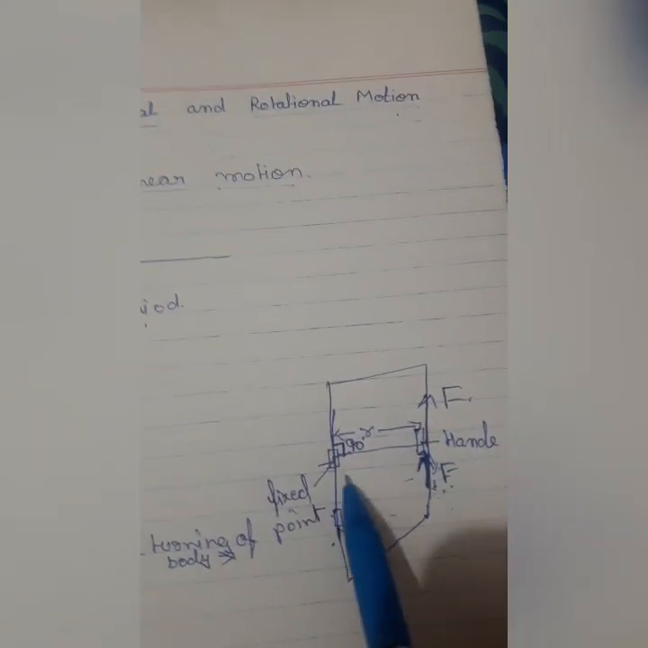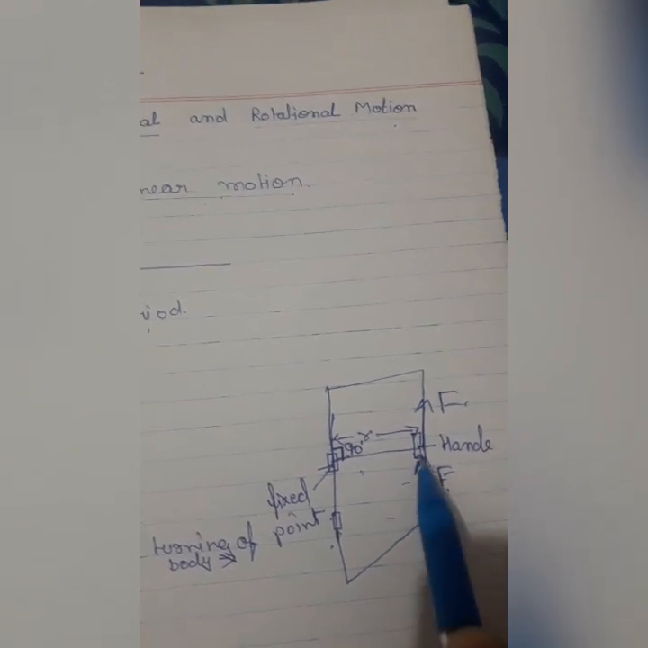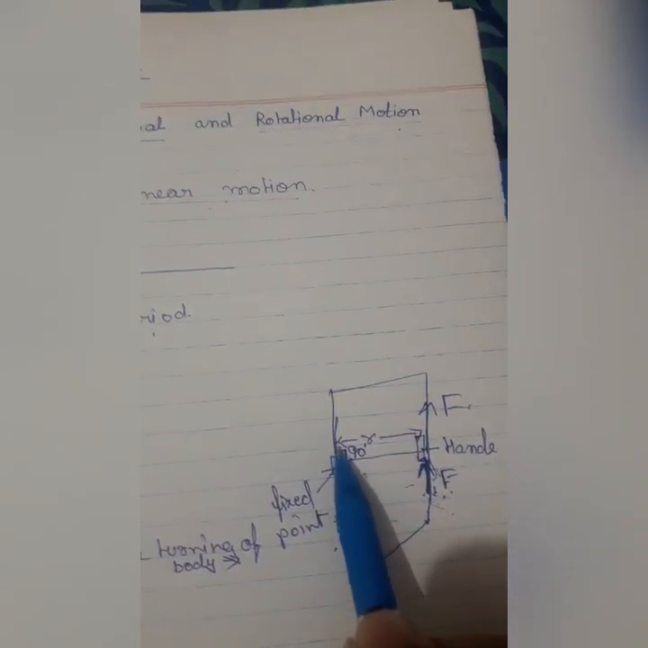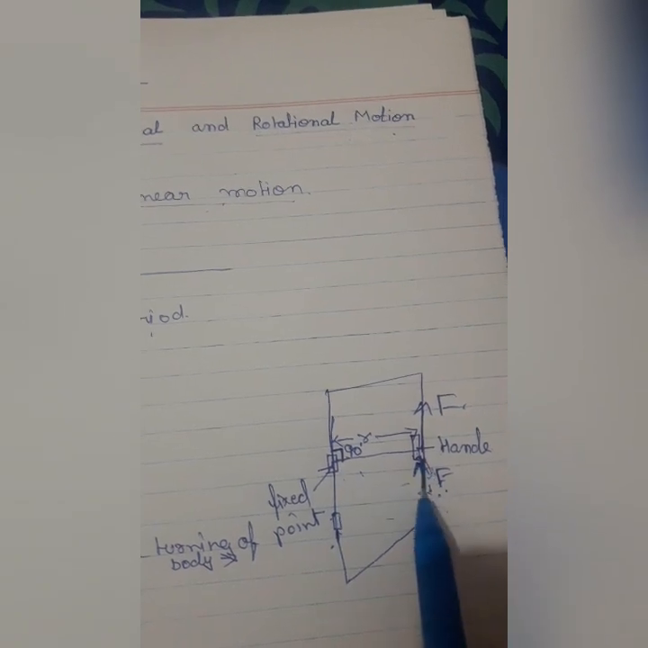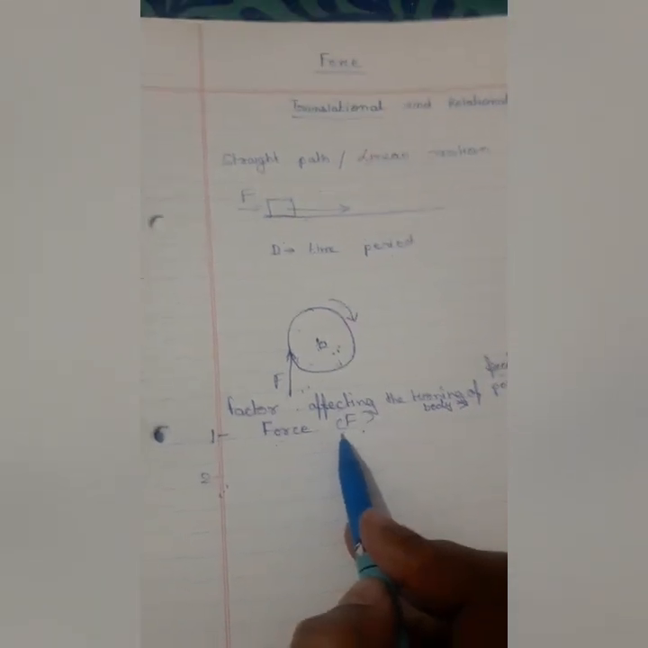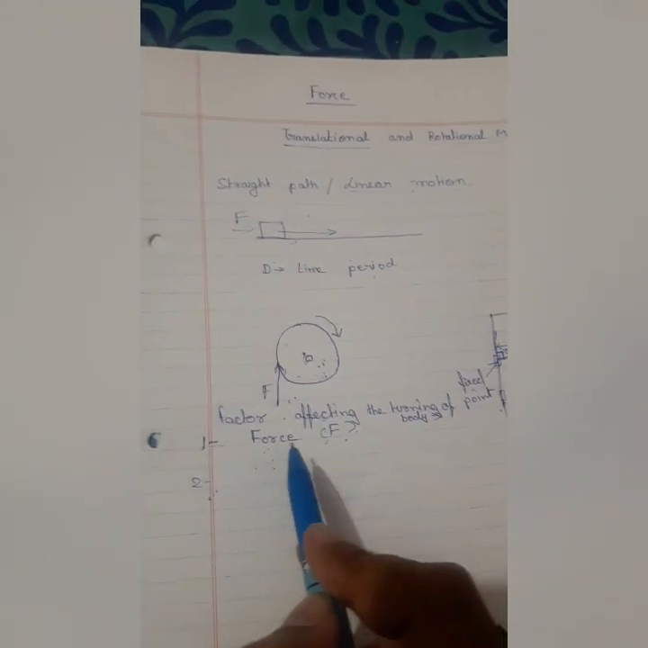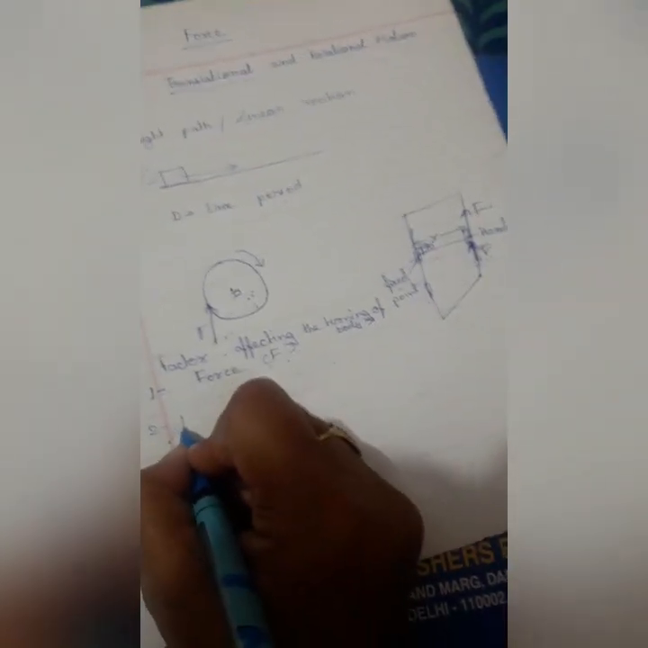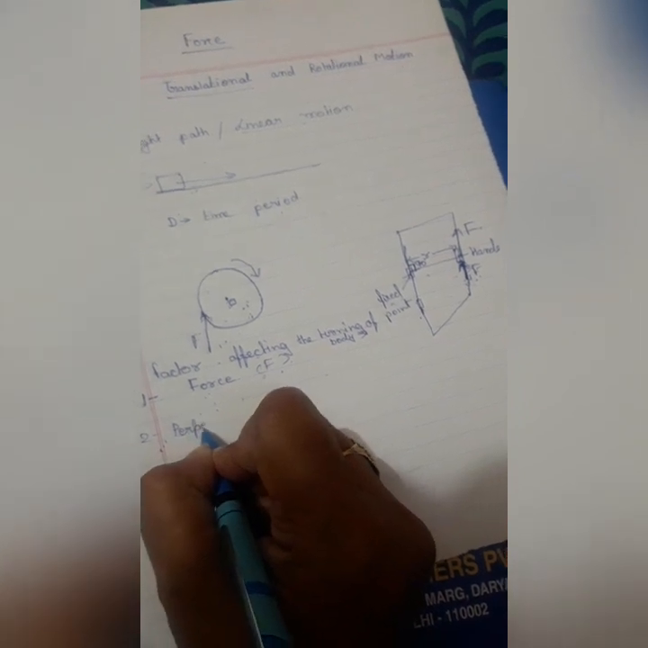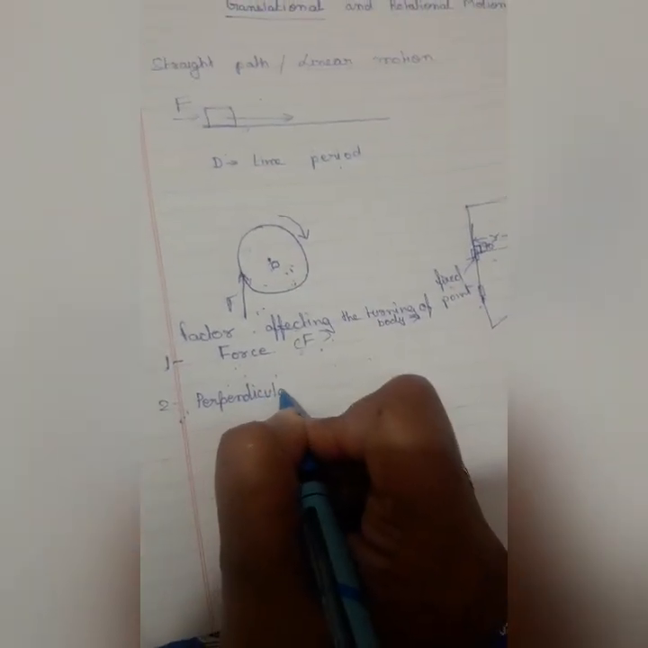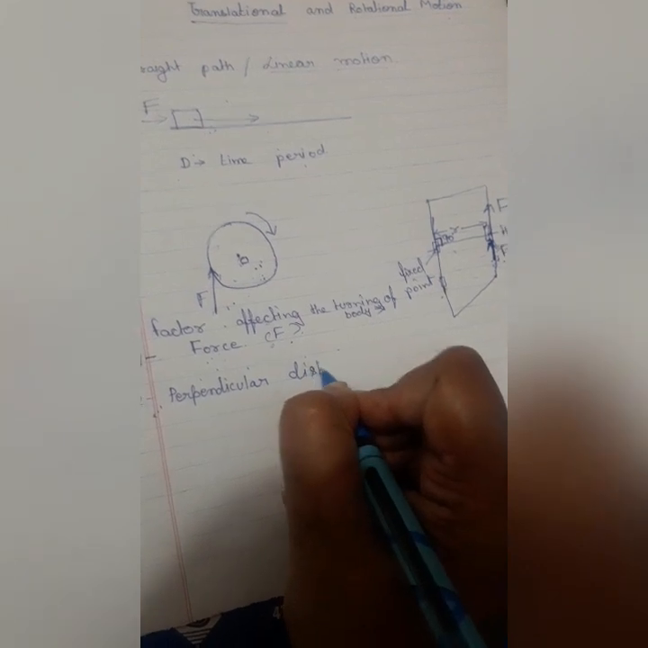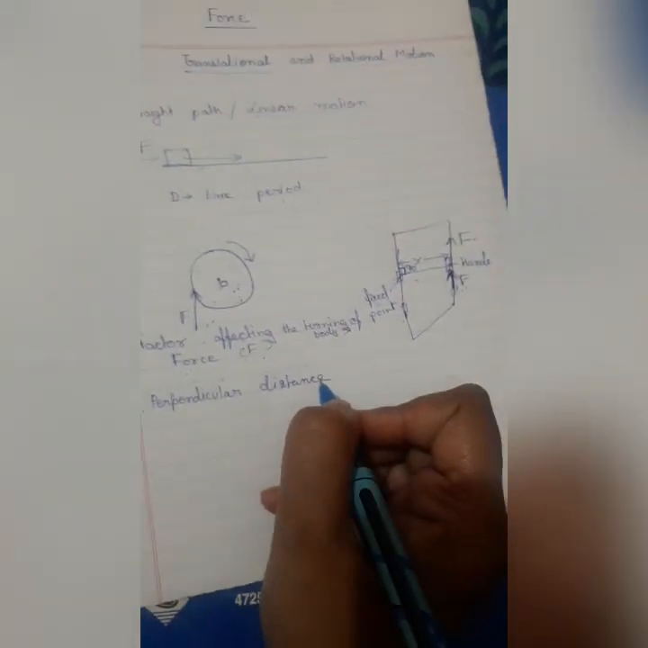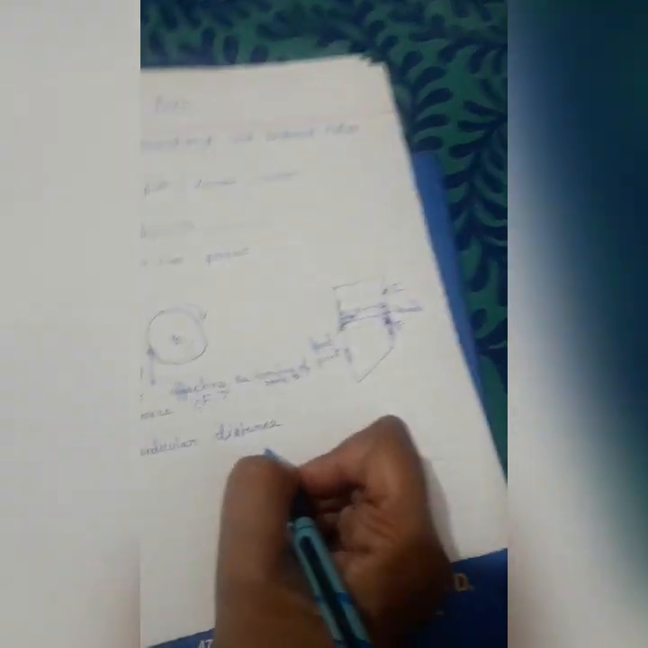So this is the perpendicular distance from the line of action of force. This hinge is exactly at the perpendicular distance from the line of action of force, right? So the second factor that is responsible is the perpendicular distance of the line of action of the force from the axis of rotation, right? So I'm writing in short, that is perpendicular distance of the line of action of force from the axis of rotation.